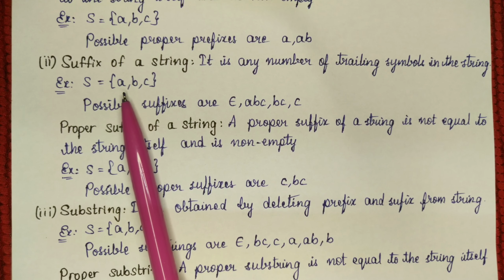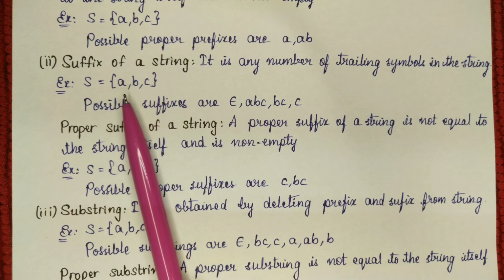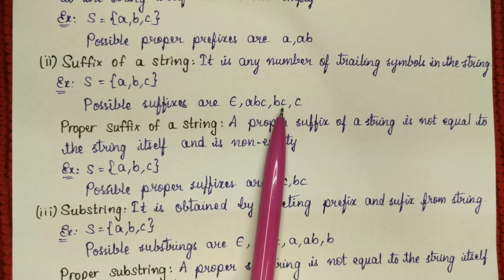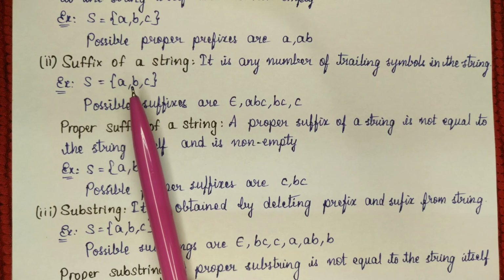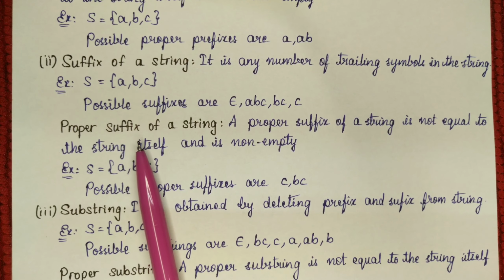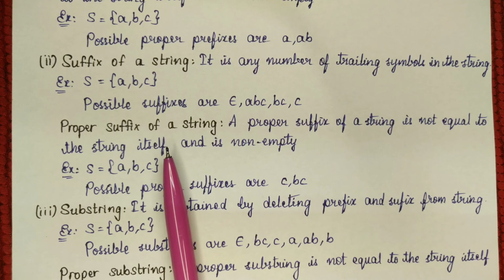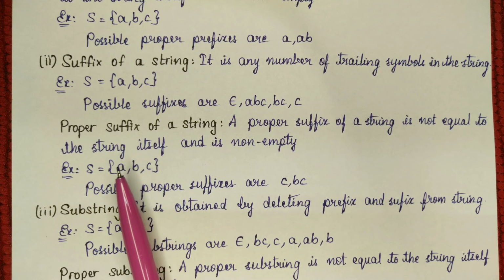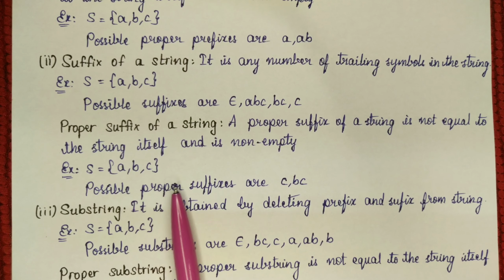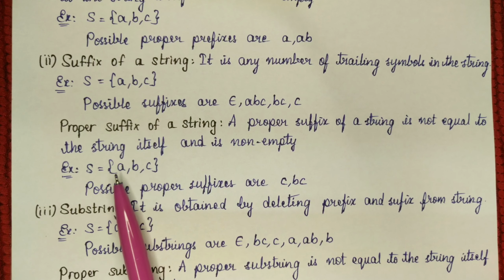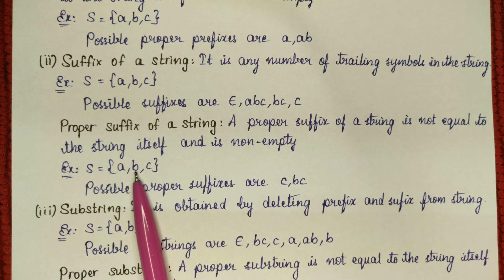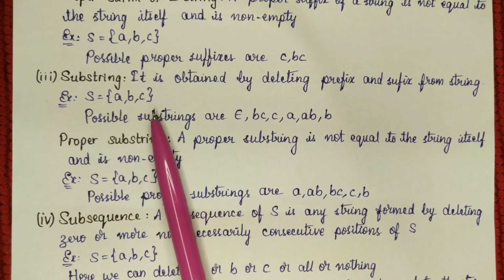Then possible suffixes can be epsilon and abc, and bc if we remove only a, and c if we remove both a and b. Proper suffix is obtained by removing at least one character. We have to remove from the beginning, and the possible proper suffixes with the same example here are BC and C. So if we remove A, then the suffix is BC, and if we remove both A and B, then the suffix is C.